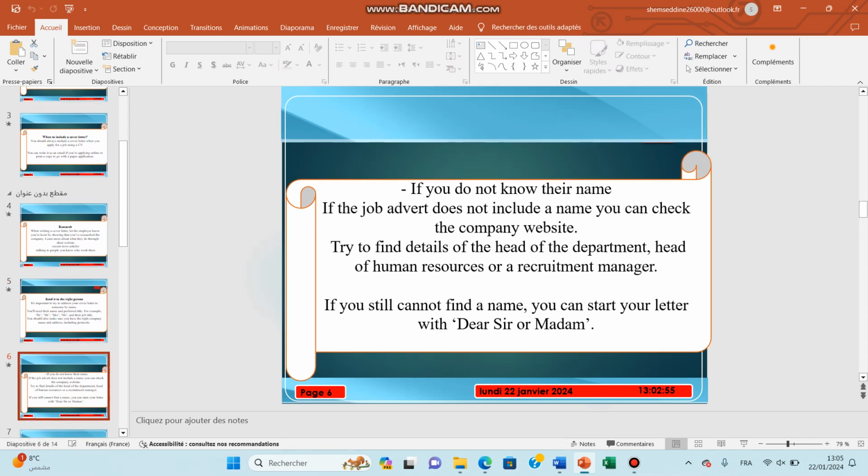If you do not know their name, if the job advert doesn't include a name, you can check the company website. So in case you don't know their names, you check if the company has a website online and you can extract the names from there. Also, try to find details of the head of the department, head of human resources, or recruitment manager. If you still cannot find a name, you can start your letter with Dear Sir or Madam.